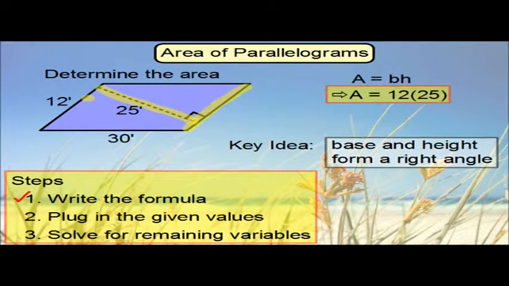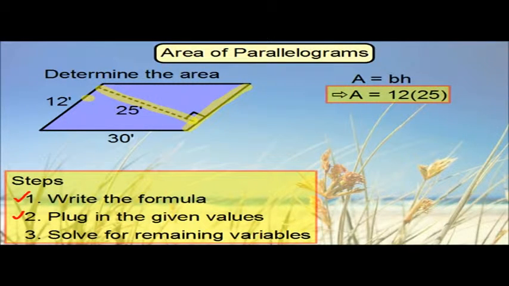So that will be 12 times 25. And now we just go ahead and solve. Just multiply these two units together, and we get our solution. By the way, the little mark here means feet, so that would be square feet here that we have at the end for units. Notice that we did not use the 30. Again, we only focus on two particular measurements, the base and the height, which form the 90-degree angle.